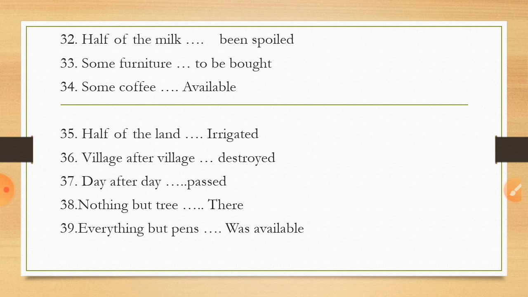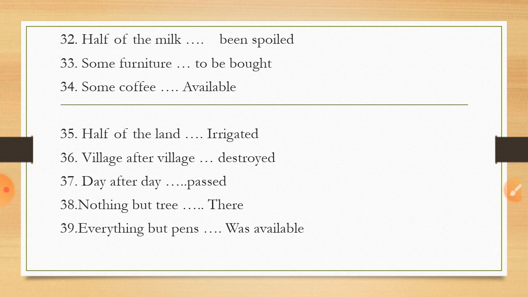35th, half of the land is irrigated or was irrigated if you are using in past, or if you are using passive form. Okay, yes. 36th, yeah, here you'll find different concept. Village after village was destroyed. So whenever you find after, make sure that you are going to use singular verb. Similarly, you can find in the 37th question, day after day was passed.